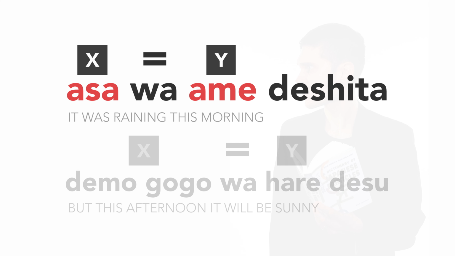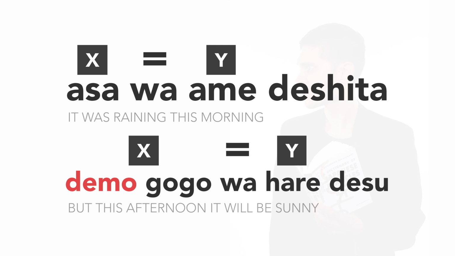Following this first half, we have demo, which is a word that comes between two sentences and is basically the English equivalent to but. Such as to say, I had lunch, but I went to work. You get the point. Gogo simply means afternoon, and hare is a noun meaning sunny day. So altogether, this phrase states, this morning was raining, but this afternoon will be sunny. How's that for a combo of back-to-back X wa Y desus?